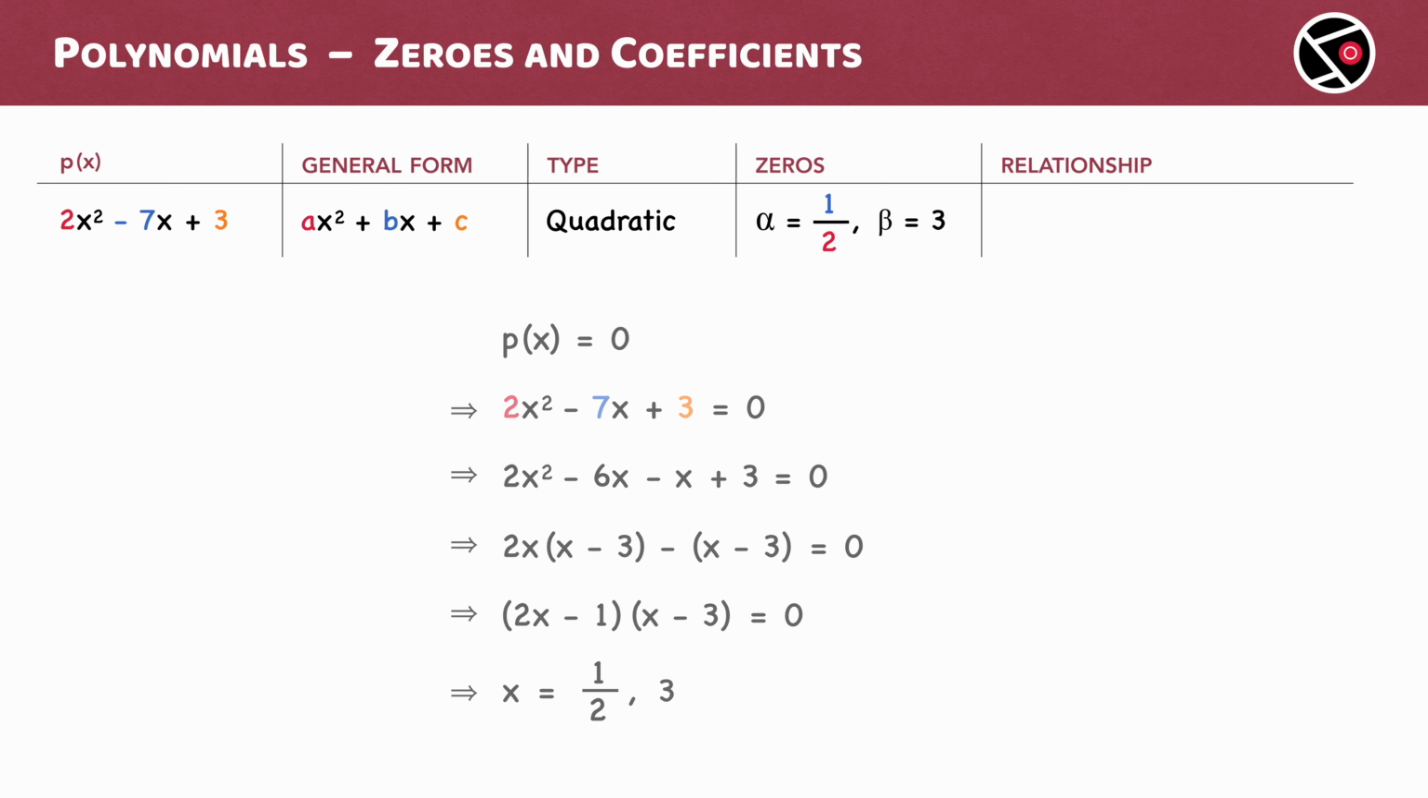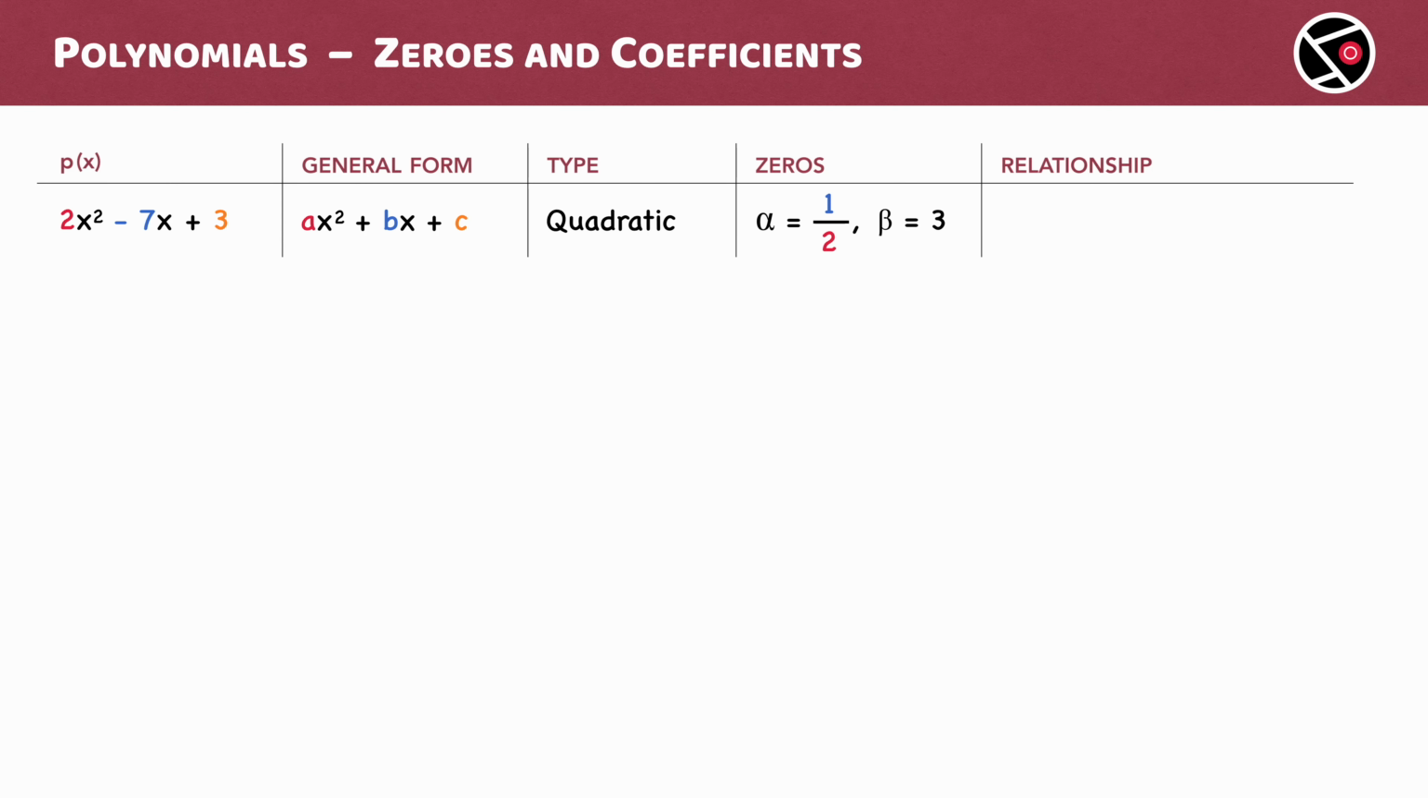Let's understand this using the general form of a quadratic polynomial. P of x equals ax squared plus bx plus c. Now since alpha and beta are the zeros of this polynomial, we can write this polynomial as k times (x minus alpha)(x minus beta). Notice that for x equal to alpha and for x equal to beta, the value of the polynomial is 0.